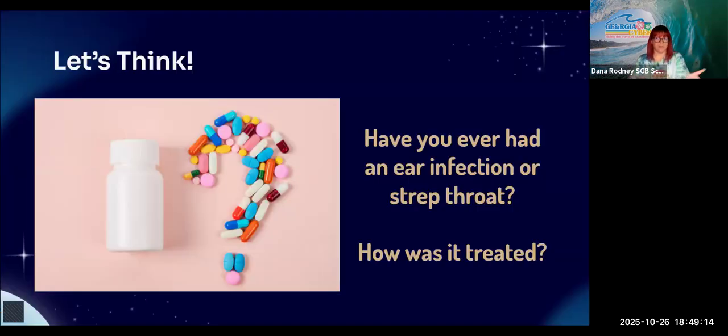So let's start off. I want you to think about this. We're going to talk about this in class when we get back into live class. But if you've ever had an ear infection or strep throat, how was it treated? I want you to think in depth about how that particular infection was treated. Typically, it was probably treated with antibiotics. And there's a reason for that.